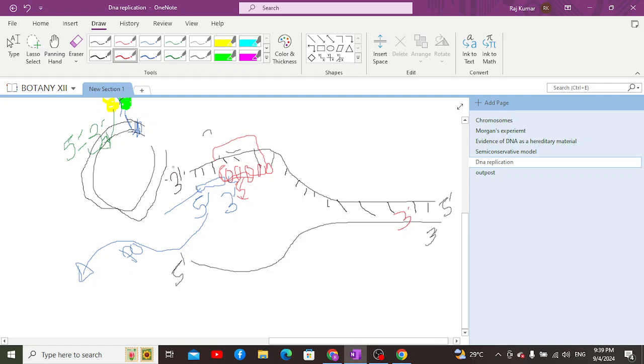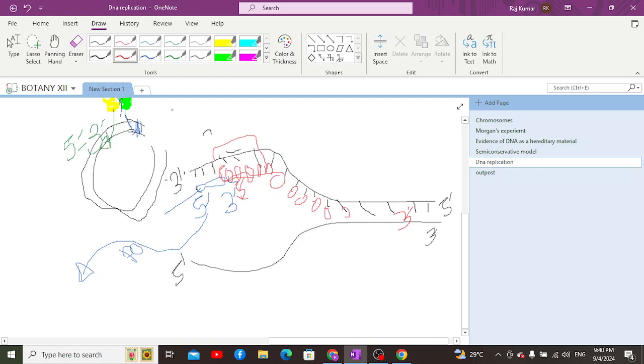The parent strand runs from 3 prime to 5 prime. So the daughter strand would be running from 5 prime to 3 prime, which is anti-parallel to the parent strand and parallel to the direction of the primer, from 5 prime to 3 prime, due to which when DNA replication occurs, it will add nucleotides in this direction, right? I'm just trying to draw a rough structure in order to give you an idea about it, right?